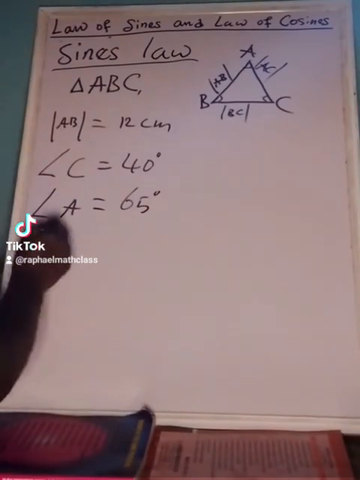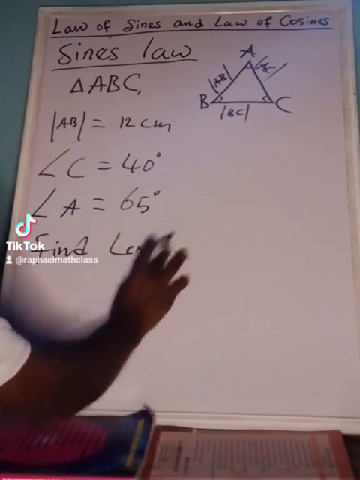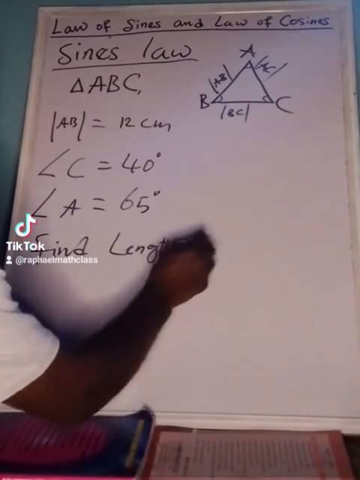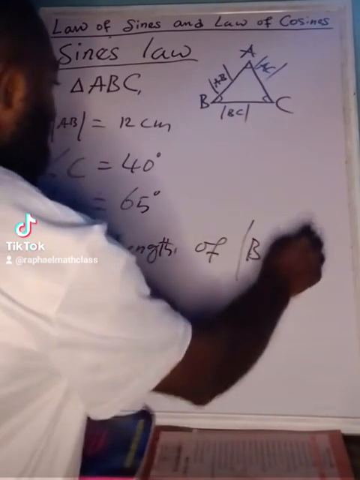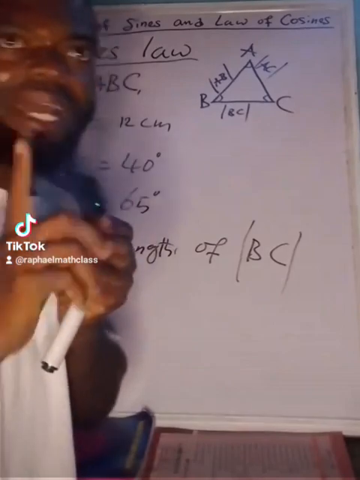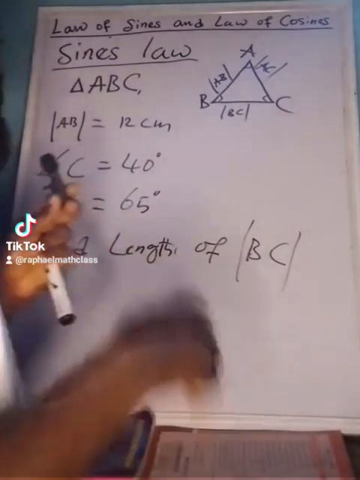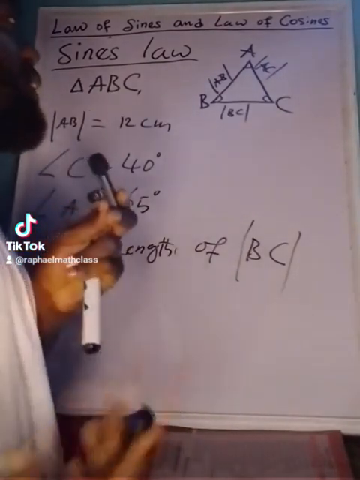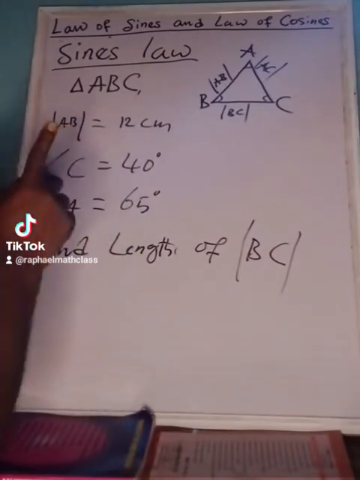They say we should find the length of BC. You understand? Find the length of BC. If you look at these, two angles are given. One side is given. They are telling us to find the length of the remaining side. Side AB has been given to be 12 centimeter. Angle C has been given to be 40 degree. Angle A has been given to be 65 degree.